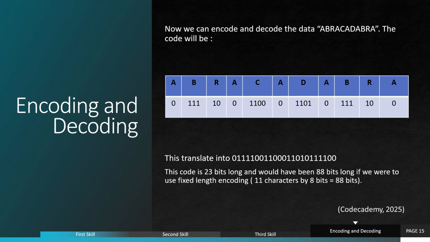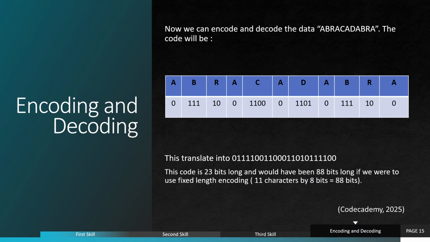Now, as for encoding and decoding, if we go back to our previous example of how we decoded the A, B, R, and C for abracadabra, we'll just put in the text like this with A equals 0, B equals 111, R equals 10, A equals 0, C equals 1100, A equals 0, D equals 1101, A equals 0, B equals 111, R equals 10, A equals 0. We're translated by putting all the letters together.